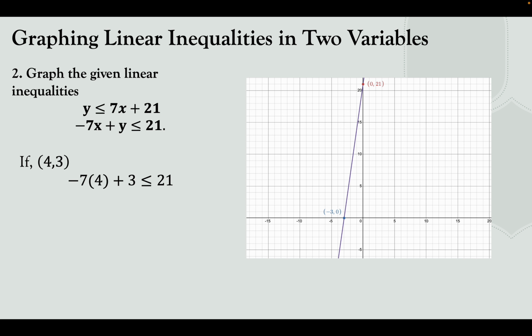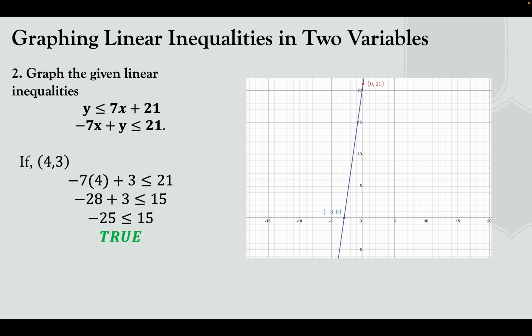So we have negative 7 times 4 plus 3 less than or equal to 21. So now we have negative 7 times 4, which is negative 28, plus 3, less than or equal to 15. Negative 28 plus 3 is negative 25. Is negative 25 less than or equal to 15? Yes, so that is true.